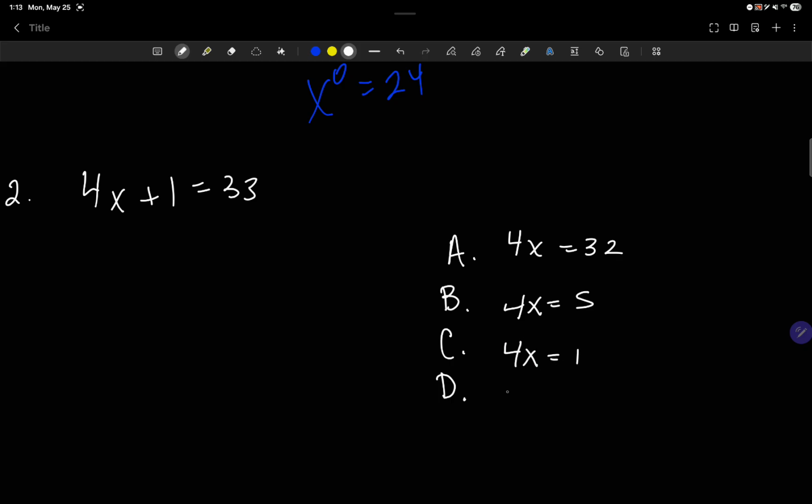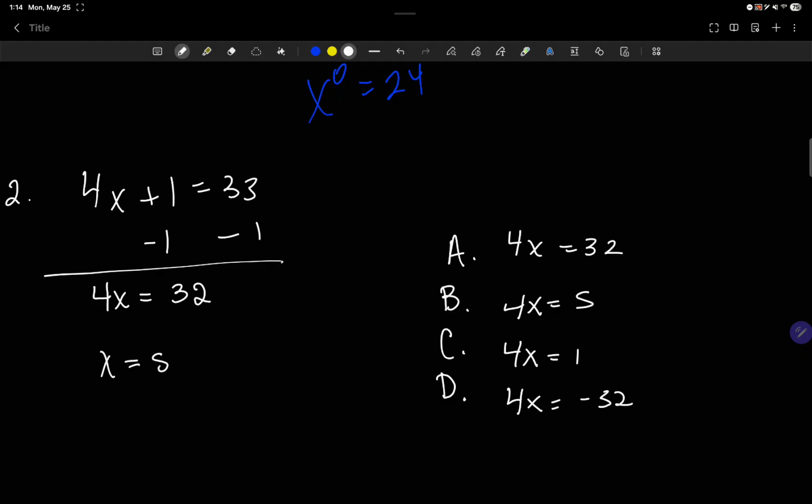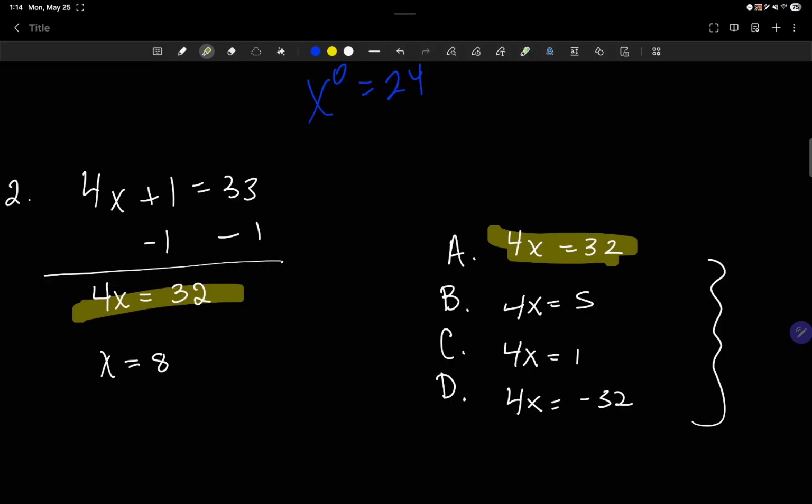My first thought is, hey, solve this equation and find what X is. Okay, so maybe let's do that. And then I could divide both sides by 4. So now I'm looking over here for an equation that is going to have X equals 8. Well, this is what I see. I see 4x is 32 and 4x is 32. So I didn't even have to solve for x. So I'm going to go with A.